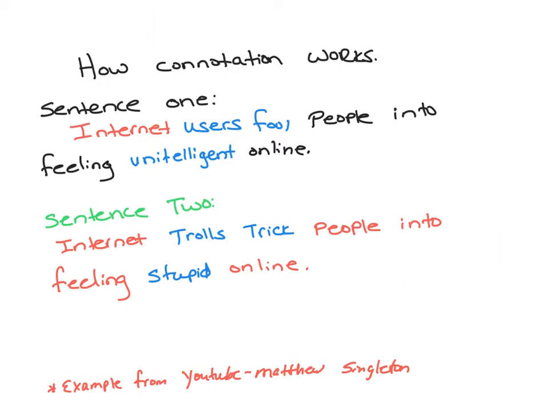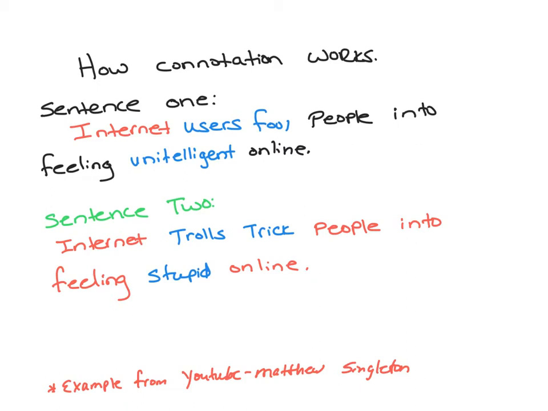All right, how it works. Sentence 1: The internet users fool people into feeling unintelligent online. Okay. Sentence 2: Internet trolls trick people into feeling stupid online. Okay. Now, I got a couple of these examples, this one and then the graphic from the other slide, from a YouTube video. It wouldn't let me copy his graphics, so I just hand wrote it. But I didn't want to plagiarize, so that's why it's on there. These two sentences are the same thing.